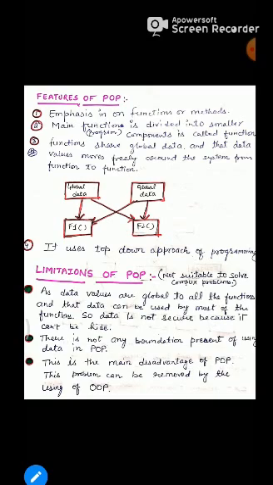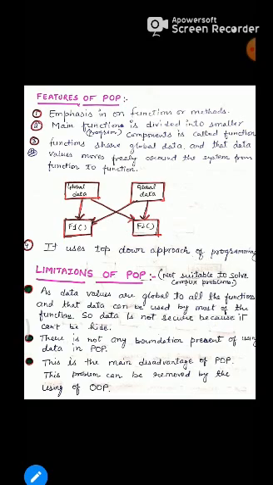Means every function can use the global data, so data is not hidden. So that is the problem. Also, there is not any foundation present of using data in POP type of languages. So that is the main disadvantage, or we can say the limitation or demerit, of POP. That's why nowadays we are mostly not using POP type of languages.